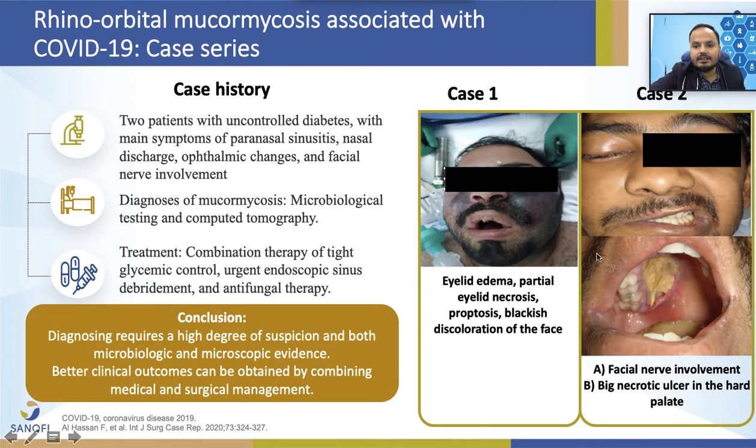This is the case 1, this is the case 2. You can see there is the involvement of facial nerve, and you can also see the big necrotic ulcer in the hard palate. This is the black eschar which we are talking about.